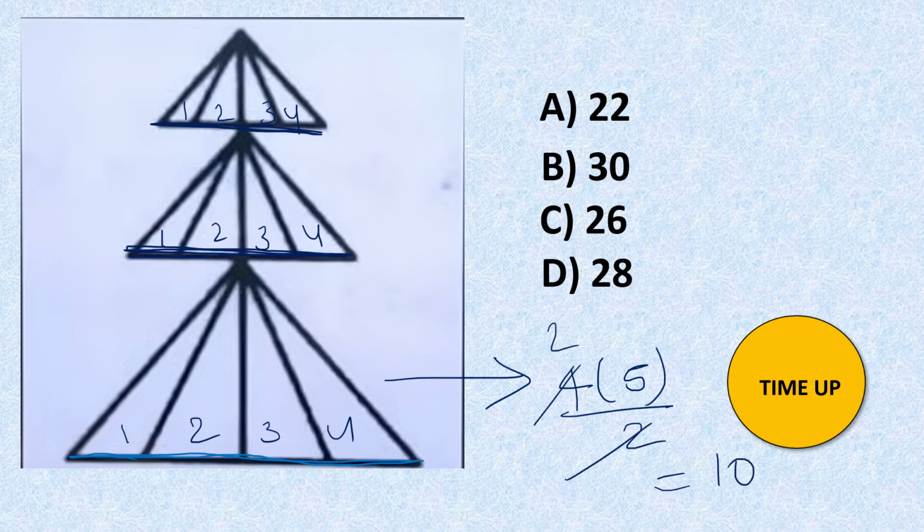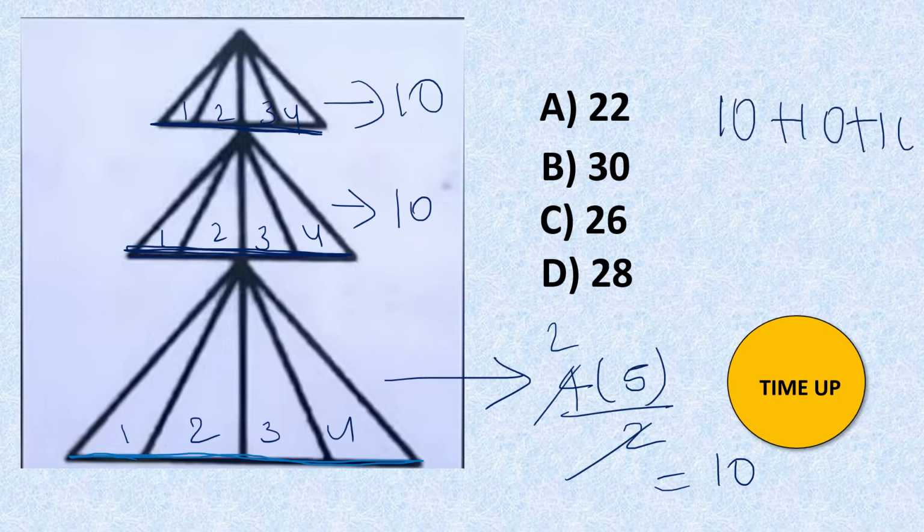So manually, mentally you do it. 4 triangles are there. 4 into 5 divided by 2, so it will again be 10. Here also 4 bases are there, again 10. So it will be 10 plus 10 plus 10. So how much? 30 will be the answer. So the correct option will be B, 30.